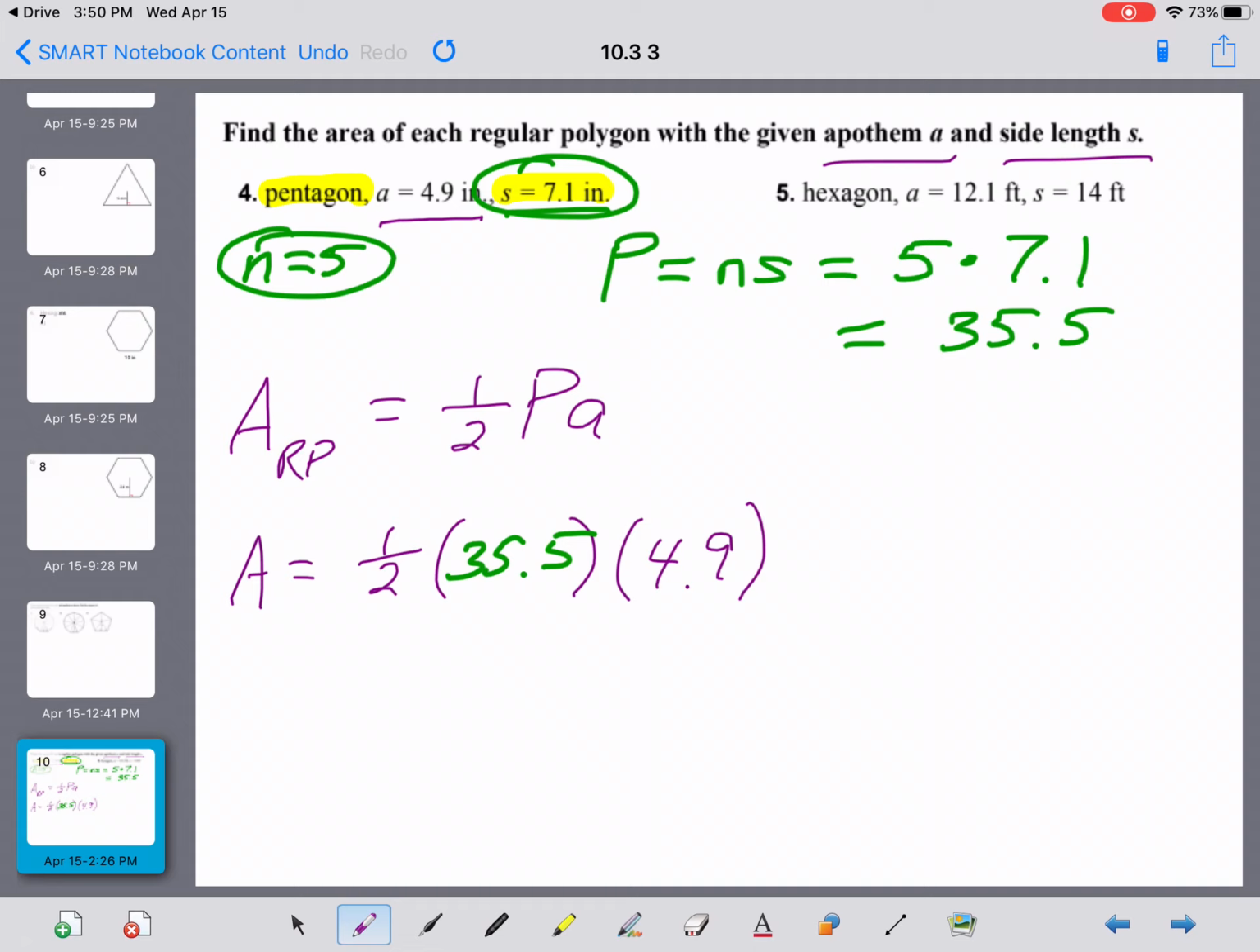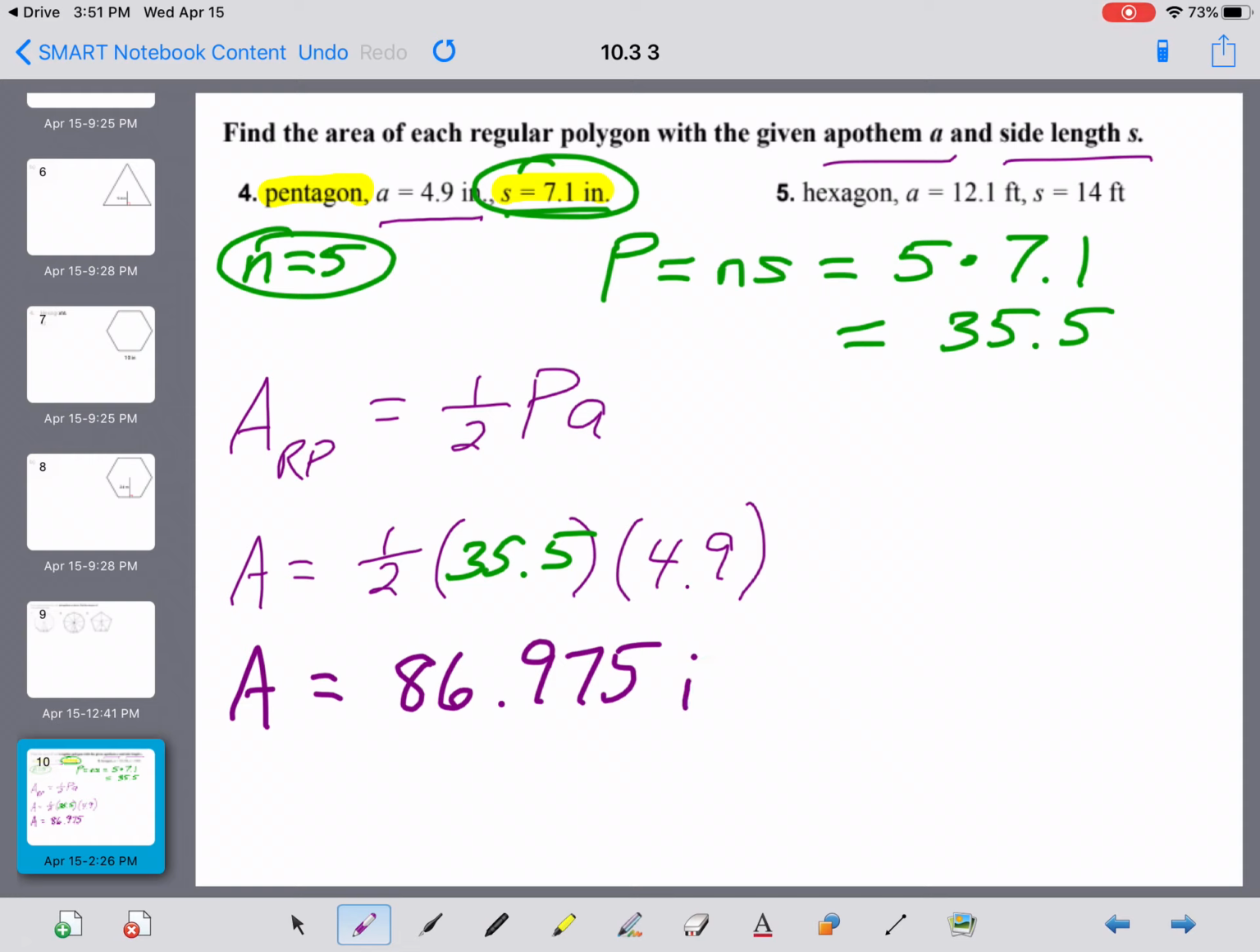And now from there, that's everything that we needed. So the area of this pentagon is going to equal, let's see, I'm going to put in a 0.5 for the 1/2, a 35.5 for the perimeter, multiplied by a 4.9 for the length of the apothem. And I got 86.975. They didn't give us any specific instructions about rounding, so I'll leave it at that.